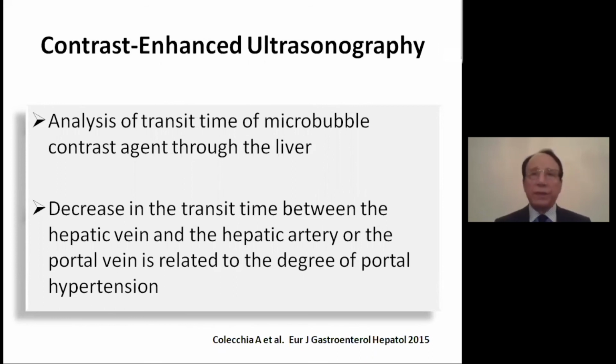Recent studies show the diagnostic abilities of contrast parameters based on dynamic microbubbles for portal hypertension. Contrast-enhanced ultrasound provides analysis of the transit time of the microbubble contrast agent through the liver. It was demonstrated that a decrease in the transit time between the hepatic vein and the hepatic artery or portal vein is related to the degree of portal hypertension.